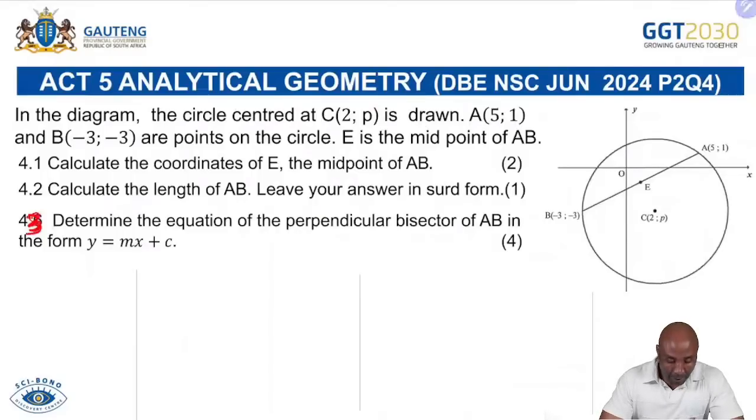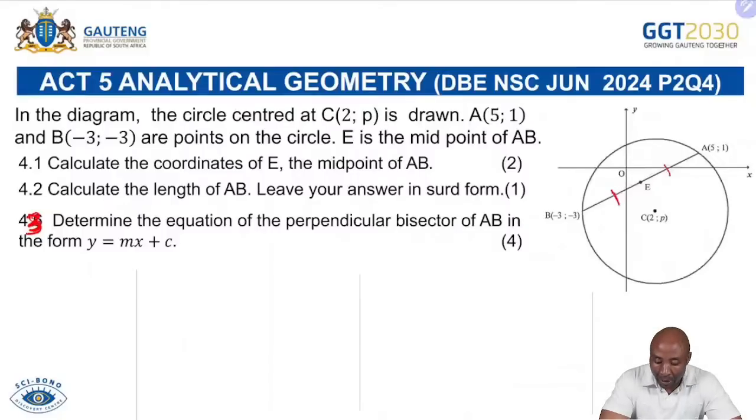Let's read the statement. In the diagram, the circle centered at C, so C is our center, is drawn. A with coordinates (5, 1) and B with coordinates (-3, -3) are points on the circle, or sometimes they say points on the circumference. E is the midpoint of AB. What comes into your mind? We know that AE should be equal to BE. They are equal in length, and we are supposed to calculate the coordinates of E, the midpoint of AB.